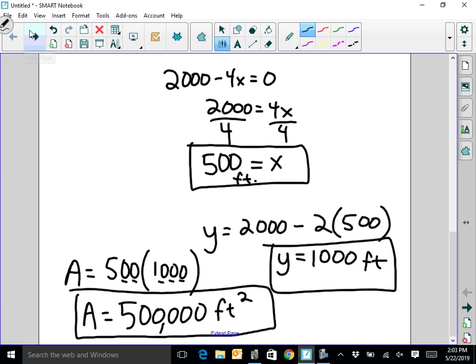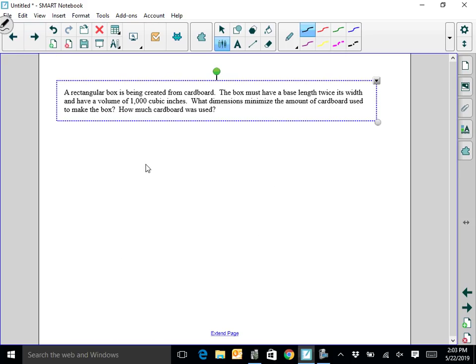So it says a rectangular box is being created from cardboard. The box must have a base length twice its width and have a volume of 1,000 cubic inches. What dimensions minimize the amount of cardboard used to make the box? How much cardboard was used?